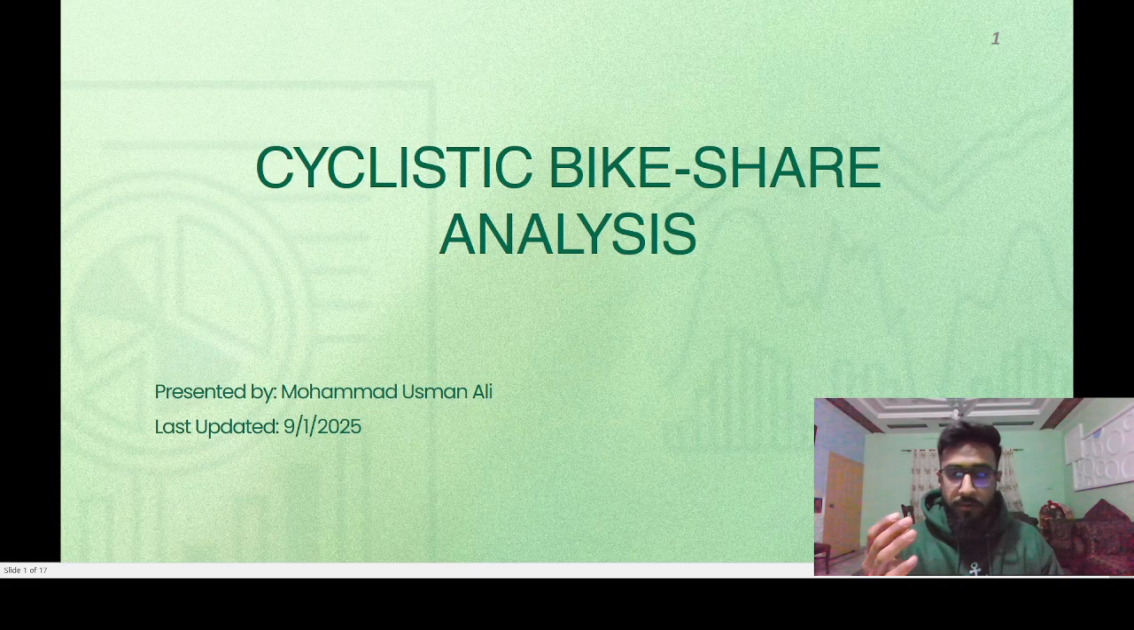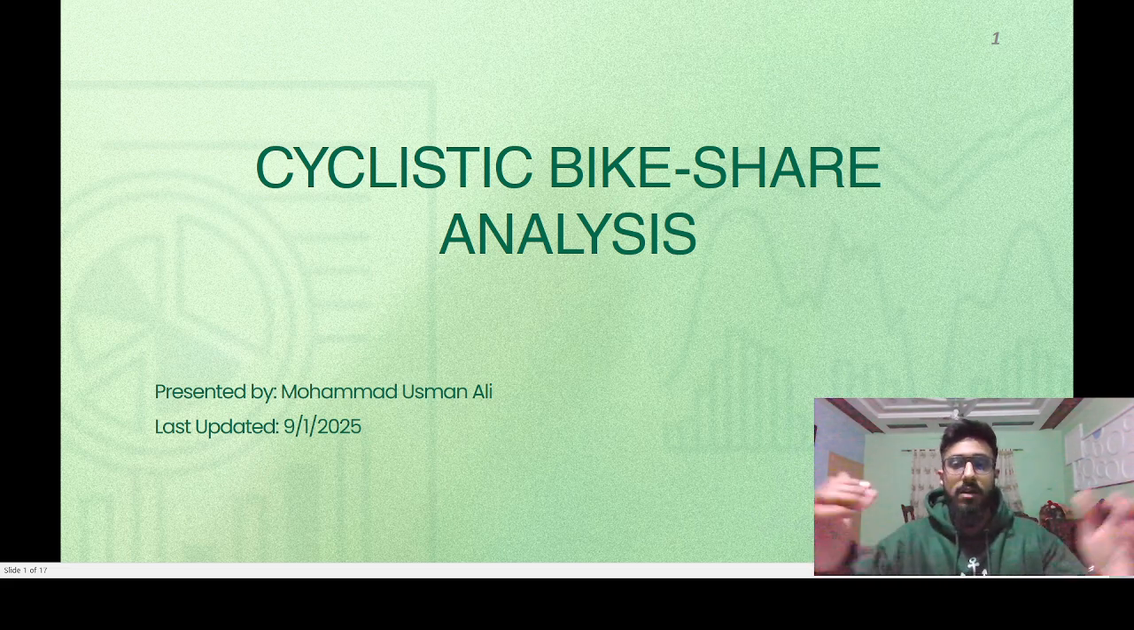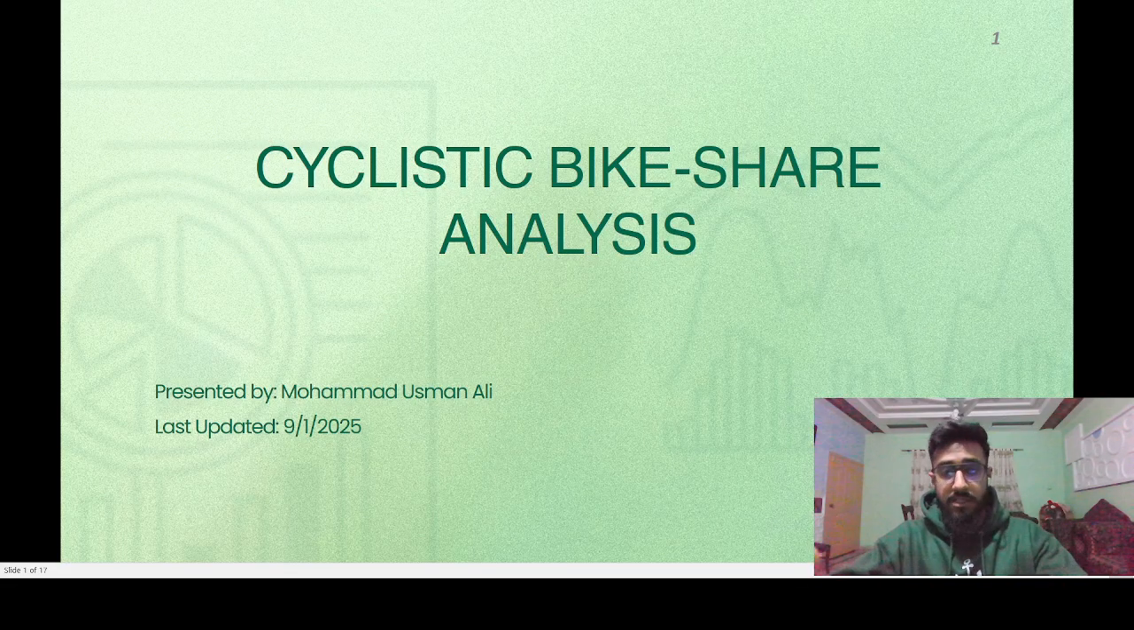So just to give an overview of the Cyclistic project, we have been given a hypothetical company, the Cyclistic bike share company. It's based in Chicago. It's a bike sharing company. It has two types of members, casual riders and membership riders.